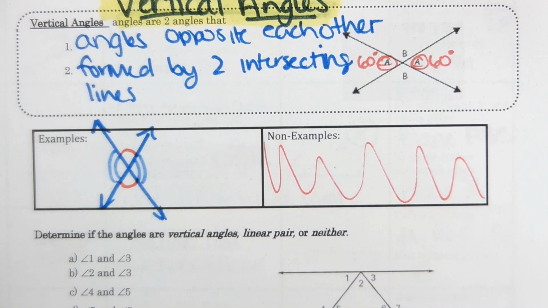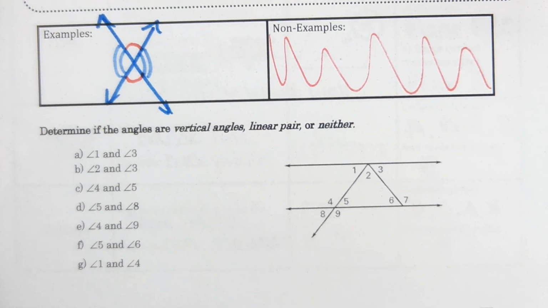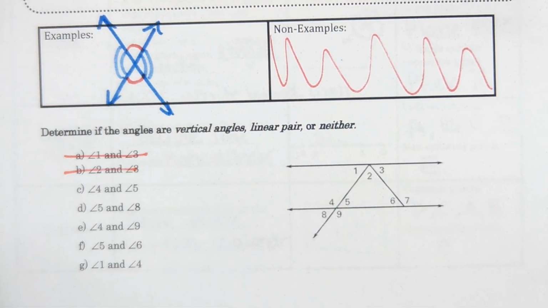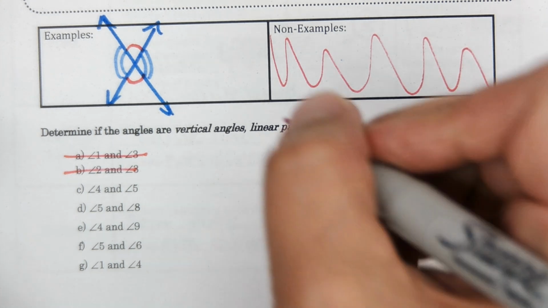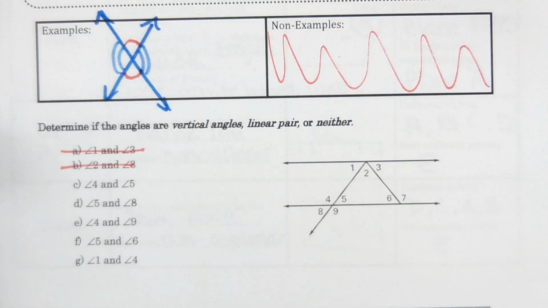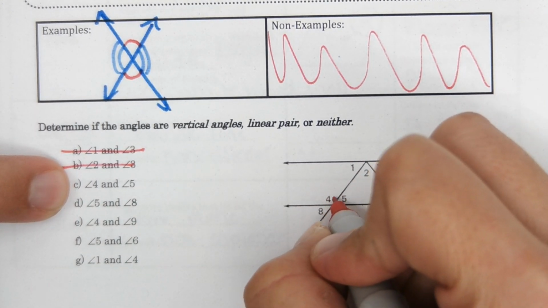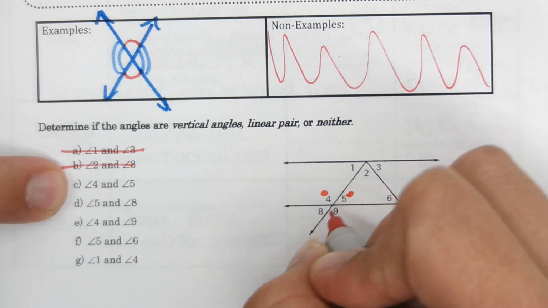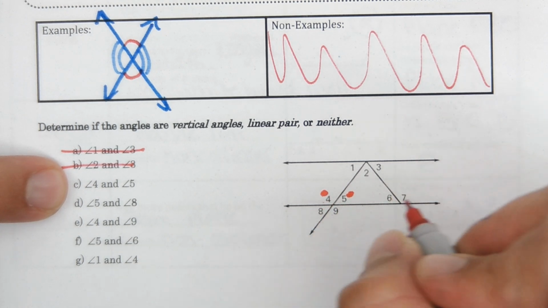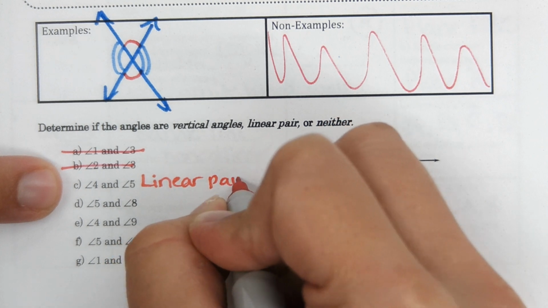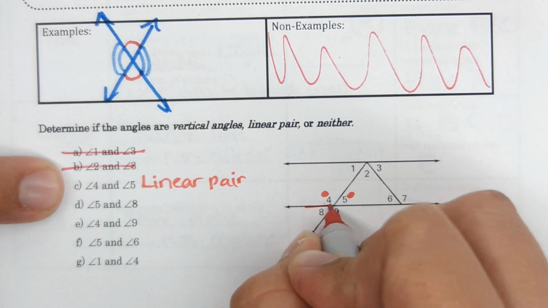Okay, then in this section right here, it's just some practice. We're going to cross out the first two. It says determine if the angles are vertical angles, linear pair, or neither. Okay, so the first one, angle 4 and 5. So here is 4 and here is 5. Those two angles are a linear pair. They come together to form a straight line right here.